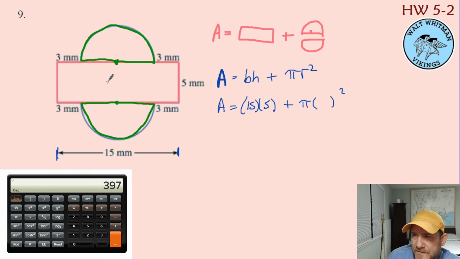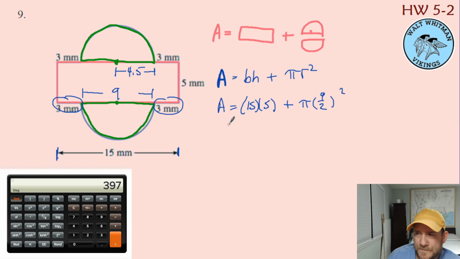Then for the radius, we got to be a little tricky here, I guess. These little bits here are 3 each, and that makes them add up to 6, which means this distance here in the middle would be 15 minus 6, which leaves 9, which actually means that our radius is 4.5. I don't love that. I wouldn't do 4.5. I would do 9 divided by 2. It's actually easier, okay? So if I do all this, I'm going to get an area of 75.